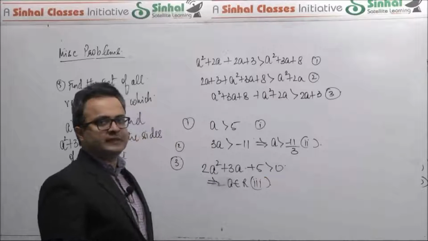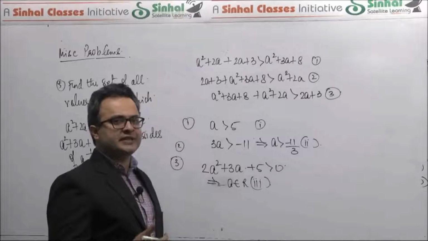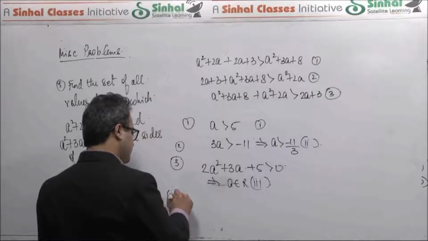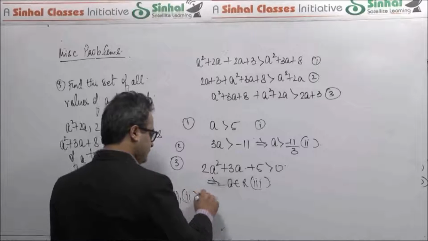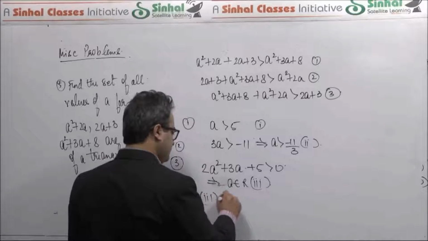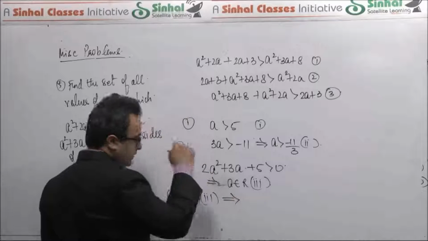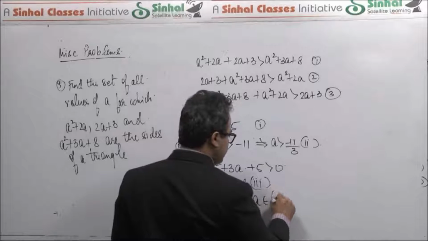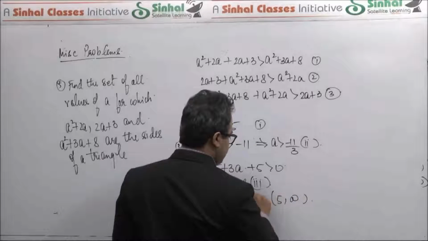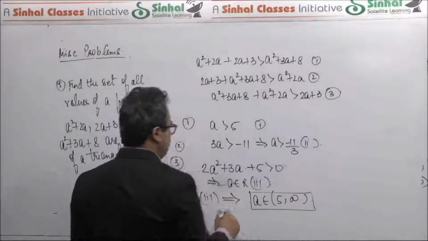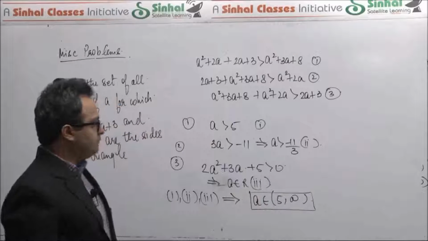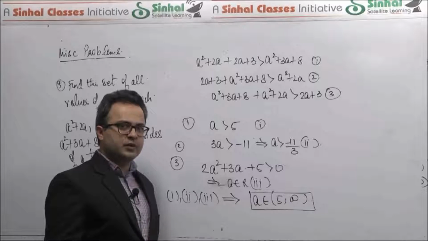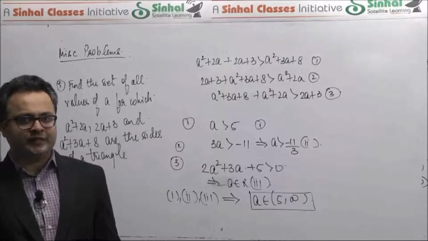Right, and so finally since all the three conditions must be true, we just need to take an intersection of the three sets. The three statements together will ensure the set of values becomes that. Right, so taking an intersection of the three sets, we get that a has to belong to the interval 5 to infinity.